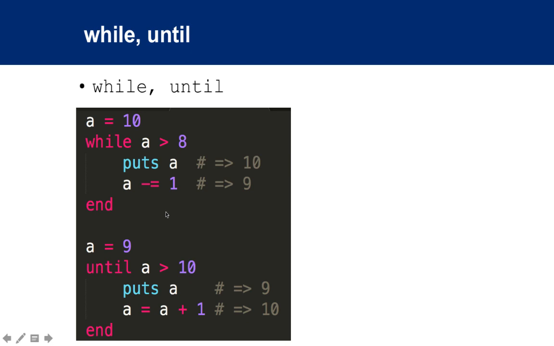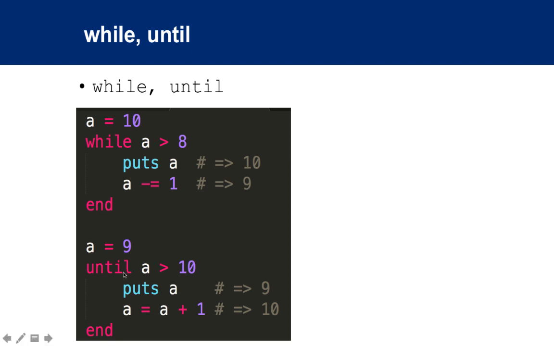So these are pretty typical: a while and an until. So you have variable a equal to 10, while a is greater than 8, keep printing out a, and you're subtracting 1 from 10, and eventually a is no longer greater than 8, so you only have 10 and 9 that get printed out, and that's it.